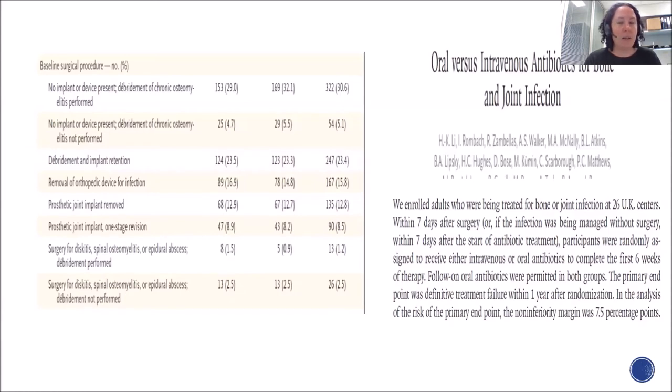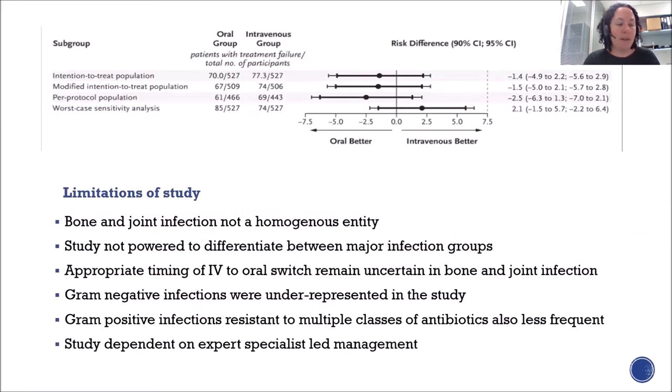As you can see, and Ed has alluded to, in the columns on the left, the last column is the total numbers. Patients with debridement and implant retention made up 23% of the cohort, those in which the prosthetic joint implant was removed another 12.8%, and the one-stage revision another 8.5%. So prosthetic joint infection was reasonably well represented. In terms of outcome, there was treatment success in 86% of patients at 1 year, irrespective of the route of antibiotic administration. Secondary outcomes, including length of stay, treatment costs and vascular device-related complications, were all lower in the oral arm, but that's perhaps no surprise.